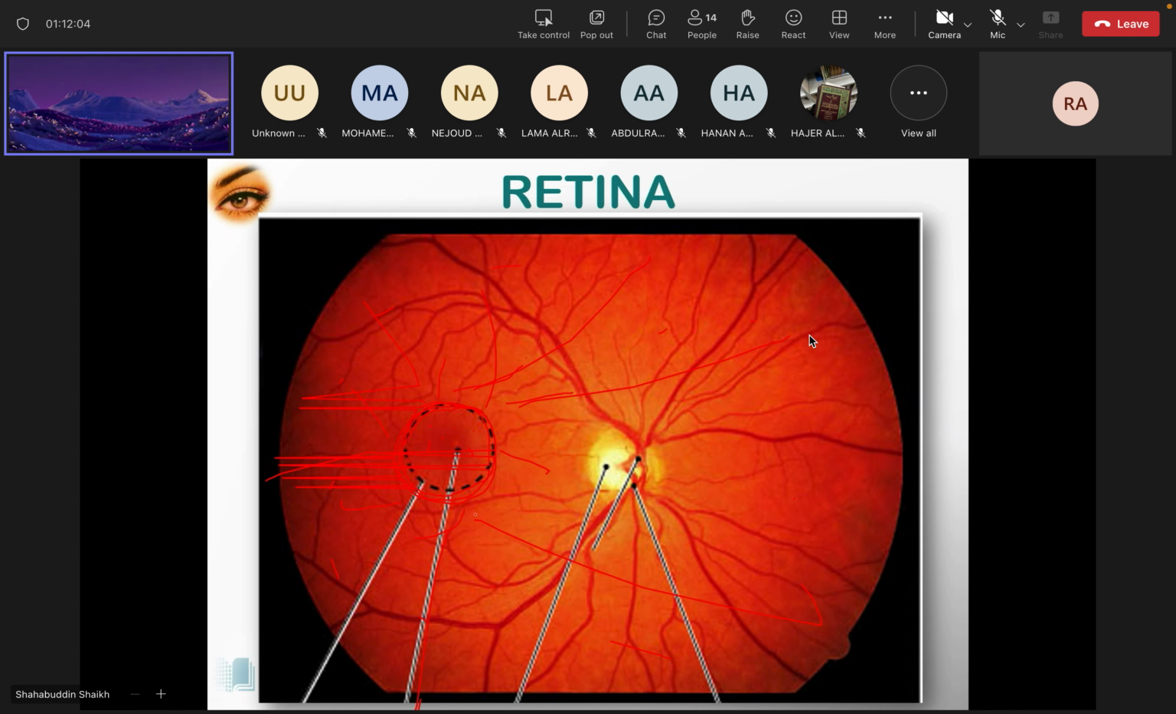Third thing, right in the center of the macula, there is a point called the fovea centralis. Have you heard this point earlier?